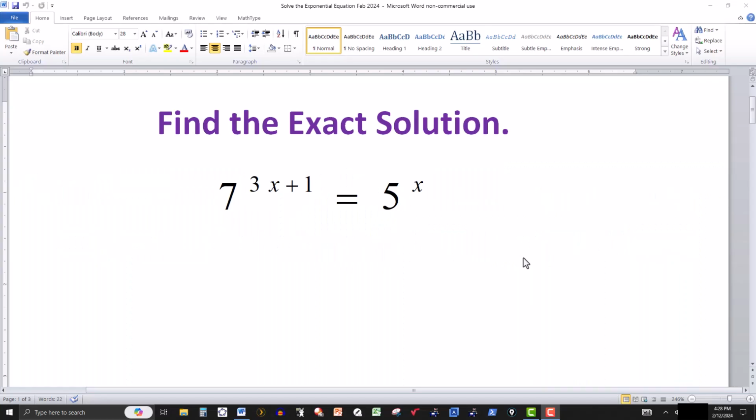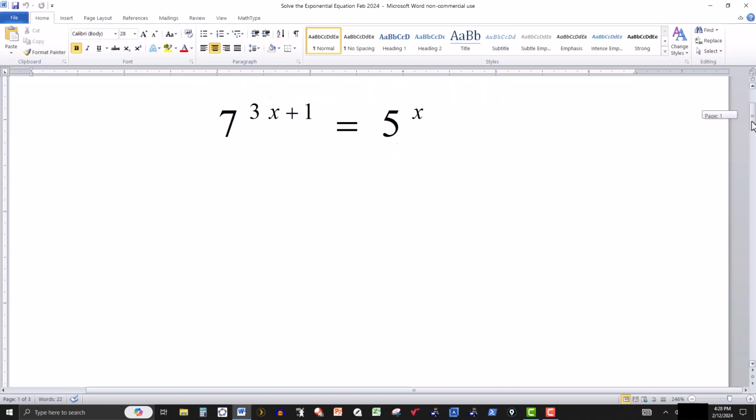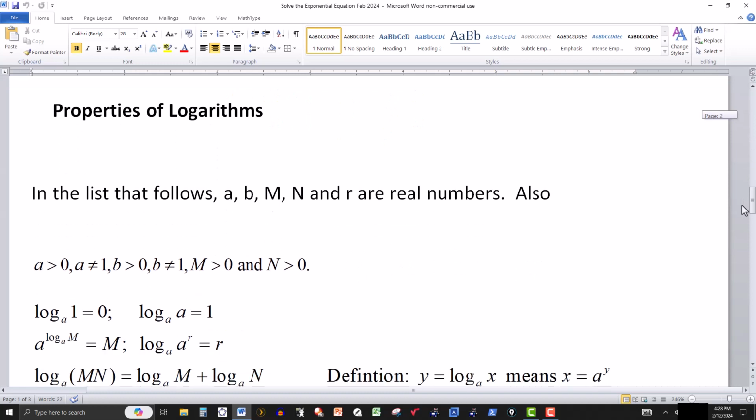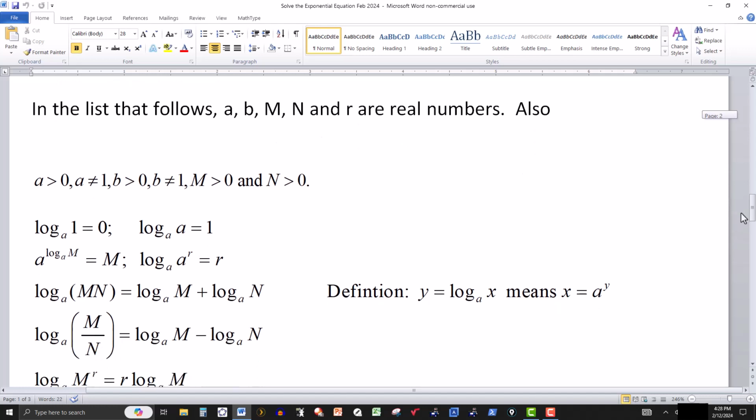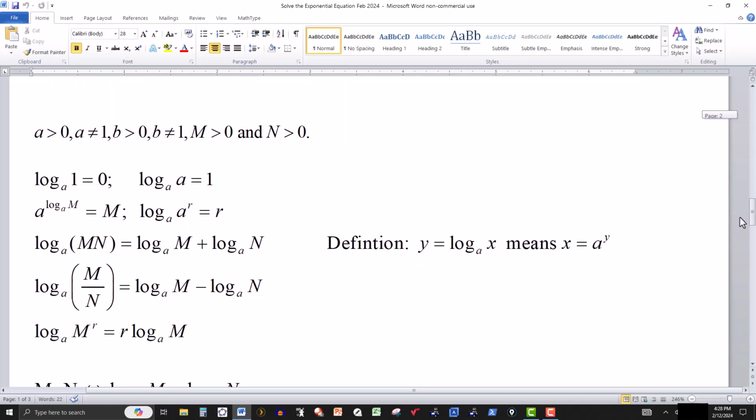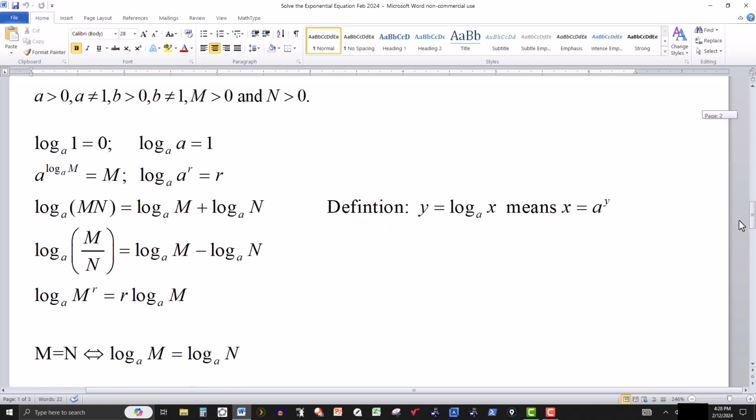In this video, we want to find the exact solution to this exponential equation here. So we're going to use properties of logs. Here are some of the properties we have. Understood that all the bases have to be positive, not equal to 1. And here are some of the properties we're going to use.